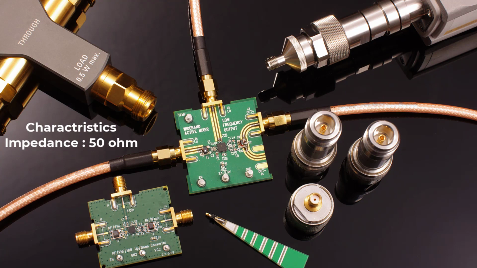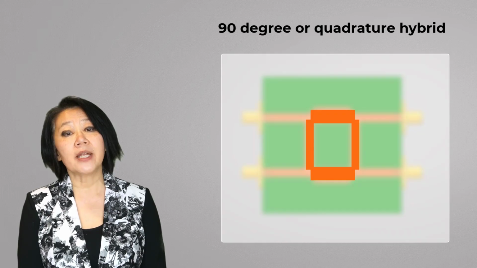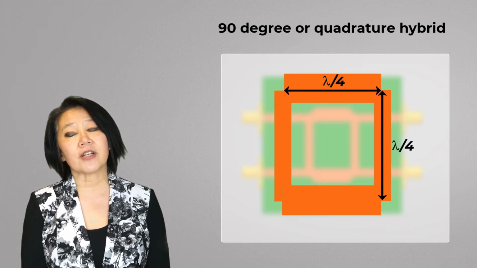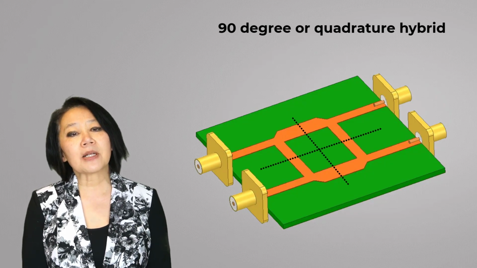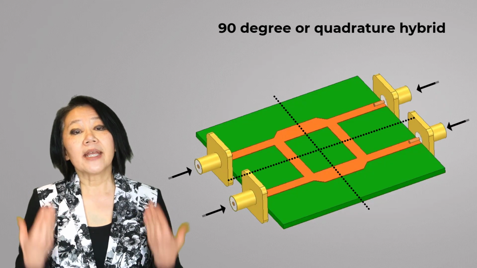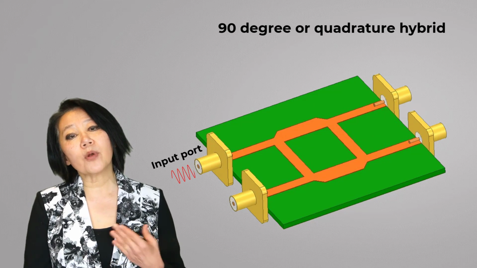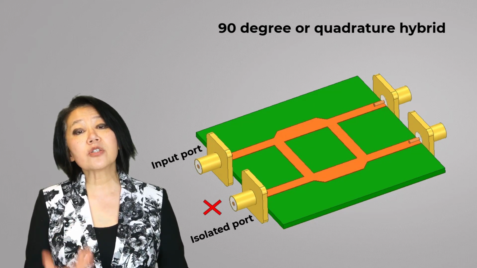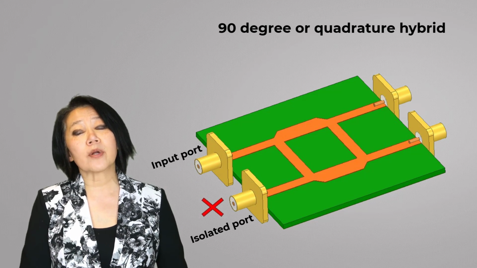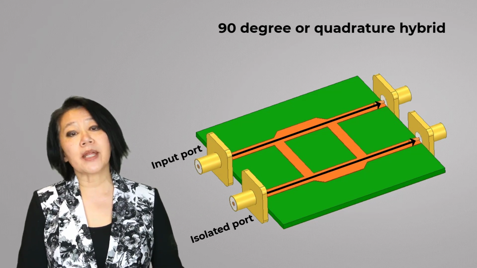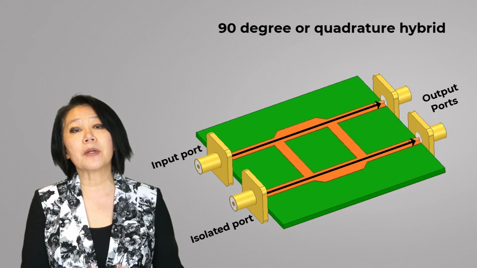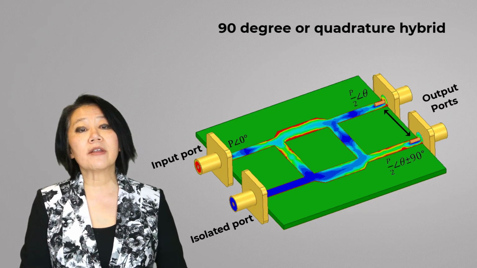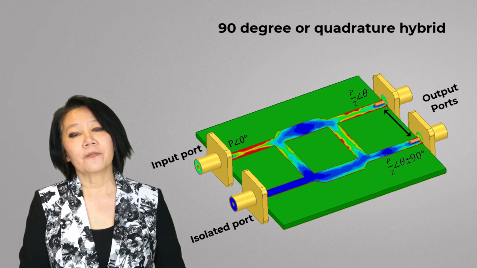It's also called a 90-degree or quadrature hybrid, in which each of the transmission lines has a quarter wavelength difference. The device is symmetrical, and hence any port can be used as the input port, and the port adjacent to the input port acts as an isolated port where there is no signal. The other two ports, opposite to the input and isolated port, are the output ports with half of the input power each and a 90-degree phase difference between each other.